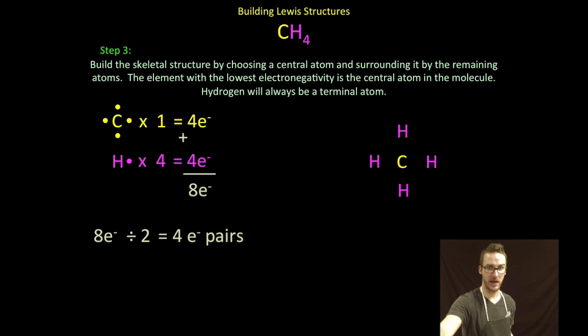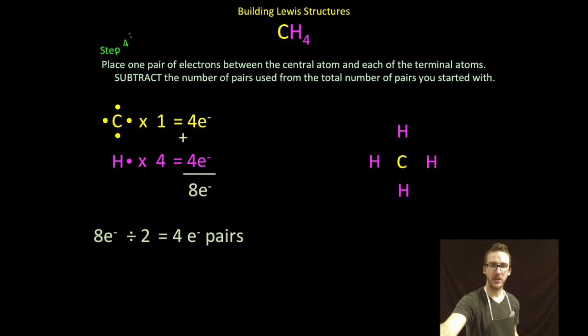Step 3, done. Step 4: place a pair of electrons between that central atom and each of the terminal atoms. Boom. Showing the bonding and sharing of those electrons. Again, notice I'm color coding here so that we can visualize that one of the electrons in that bond is coming from the central carbon atom and one of them is coming from the terminal hydrogen atom.